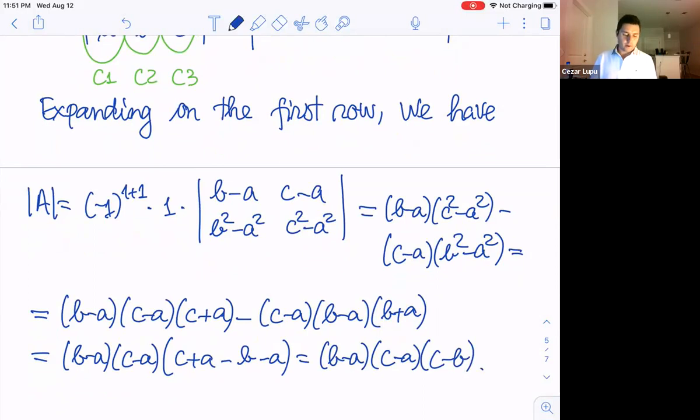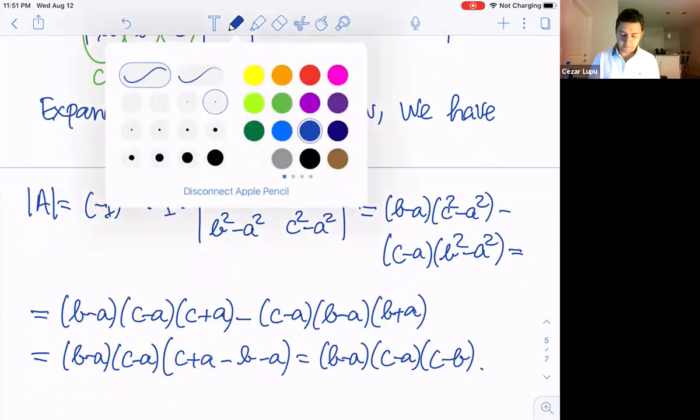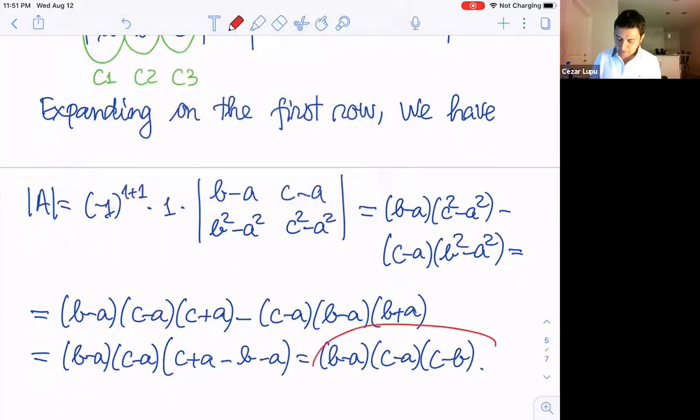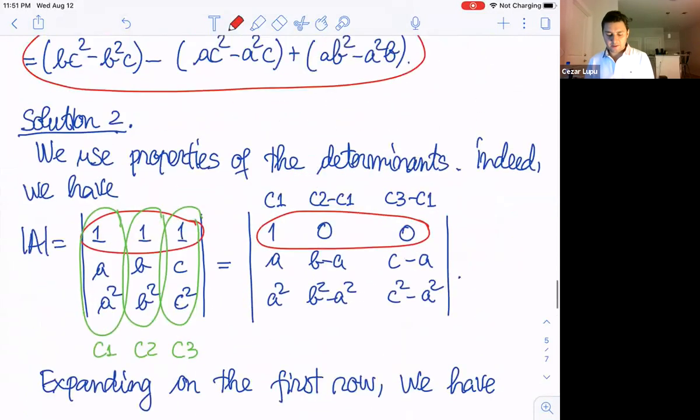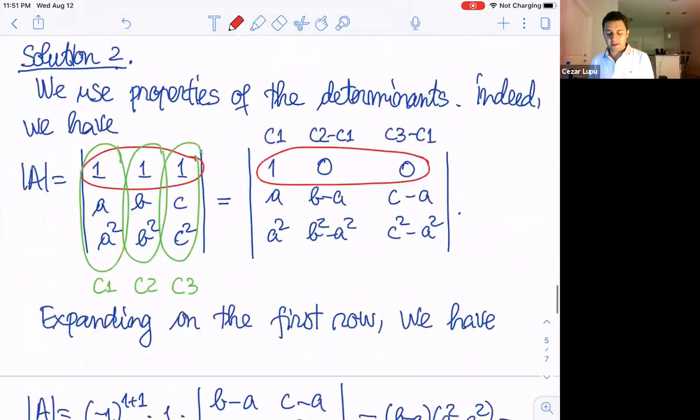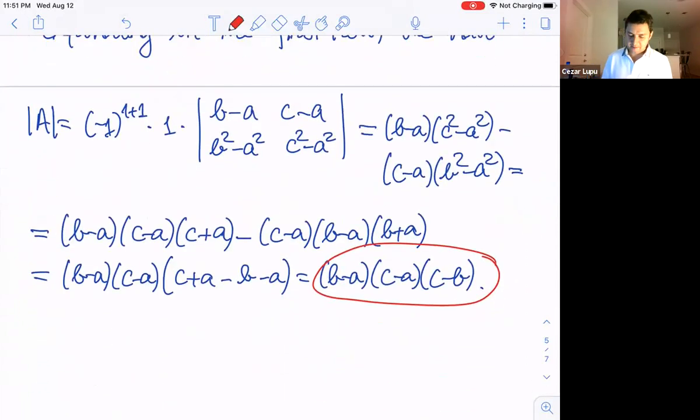Well, if you multiply all this, and I'm going to leave it to you as an exercise, we're going to get this. Guess what? This is nothing else than just equal to this. They're the same thing. I will now leave it to you as an exercise.